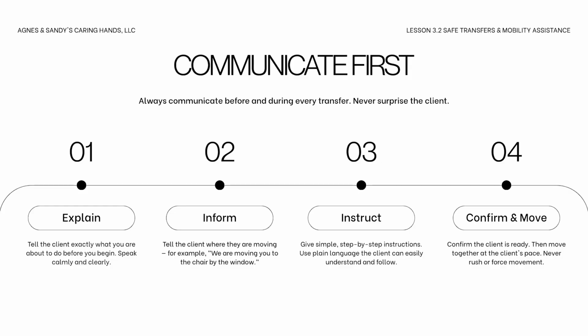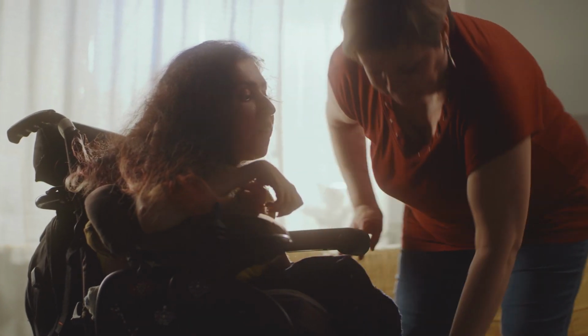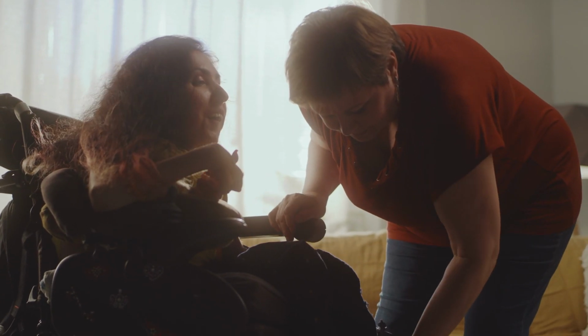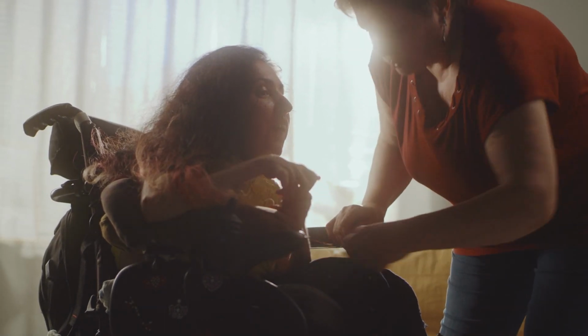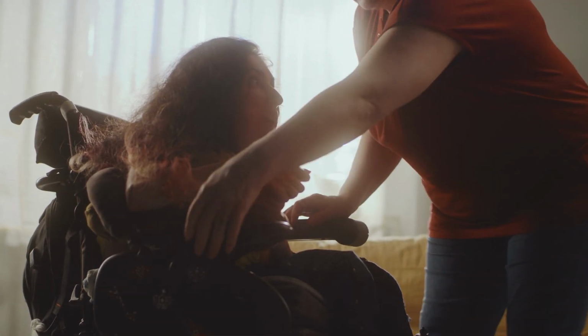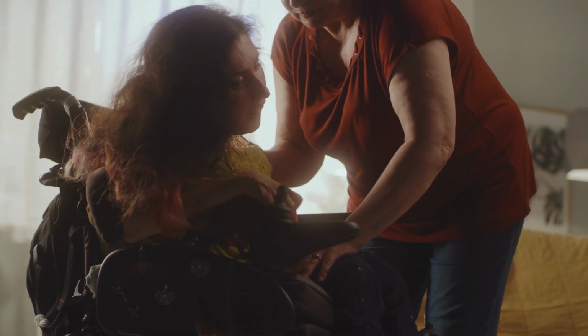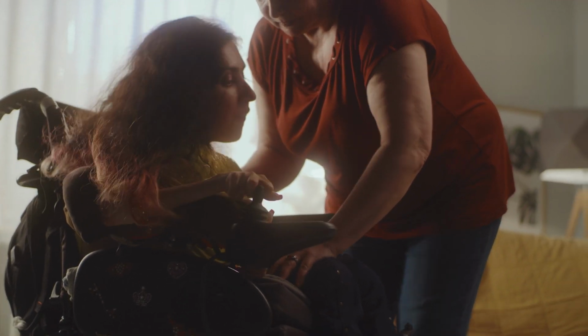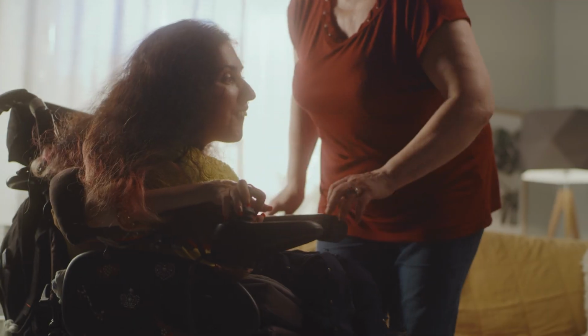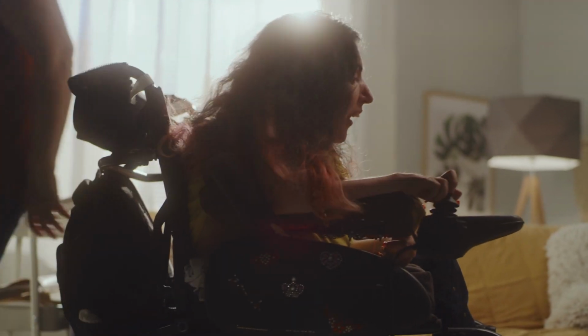Communication is essential. Never suddenly pull, lift, or move a client without explaining what you are about to do. Tell the client where they are moving and what you need them to do. For example, you may tell the client to move toward the edge of the chair, place their feet securely on the floor, and push from the chair when instructed. Give the client time to process your instructions. A simple countdown, such as 1, 2, 3, can help both of you move together.